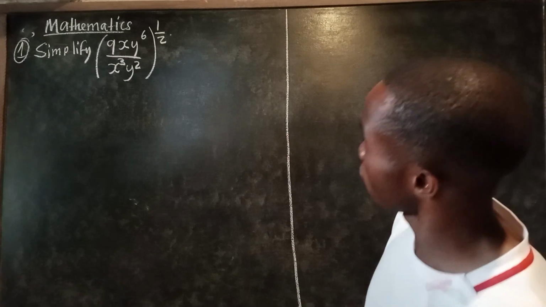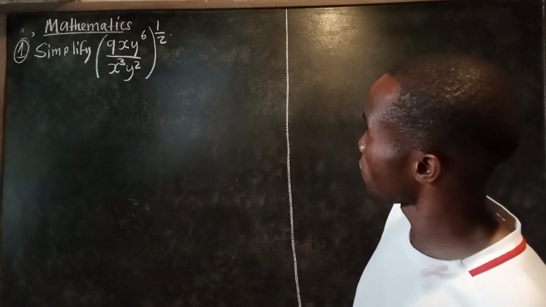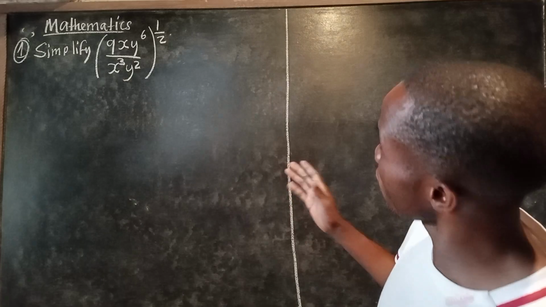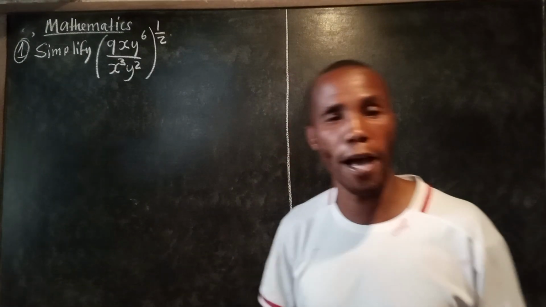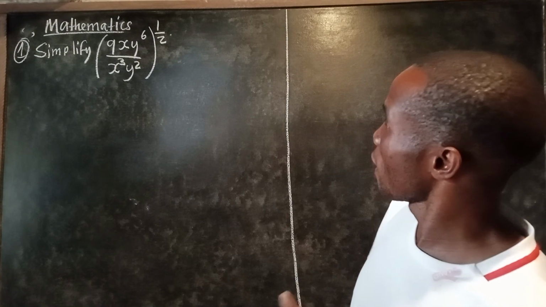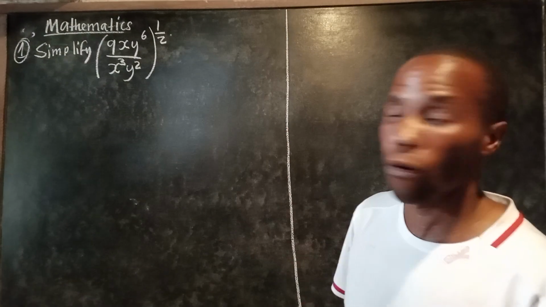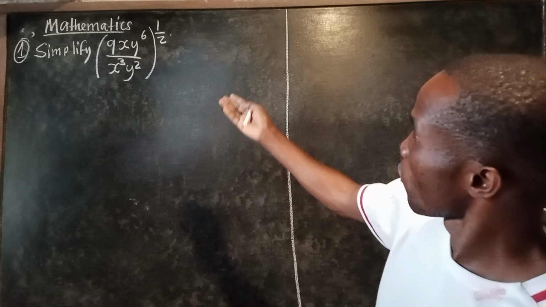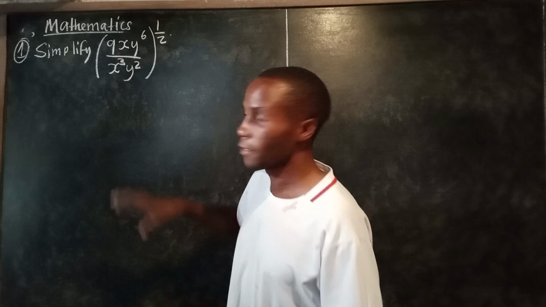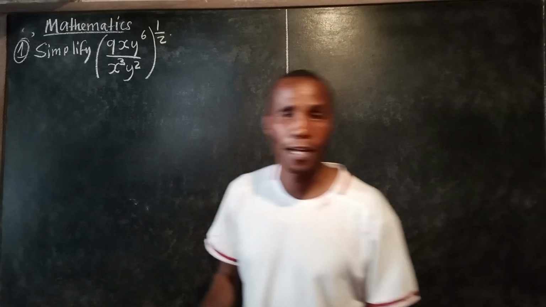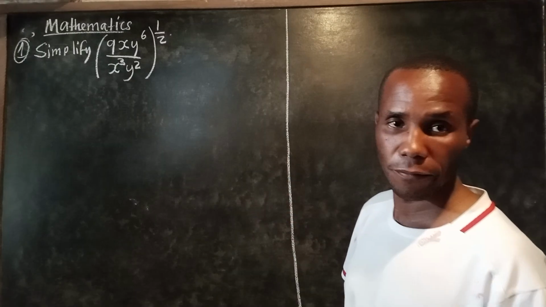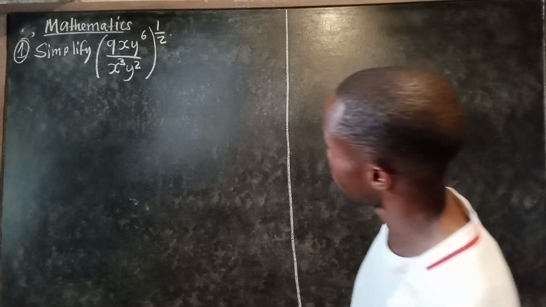Today we are still looking at our main topic, which is simplification in mathematics. Specifically, we are looking at how to simplify fraction expressions as well as the power of a fraction. When you look at this question, the power is 1 over 2. Then what we have inside there is also a fraction. So how can we simplify this particular question?